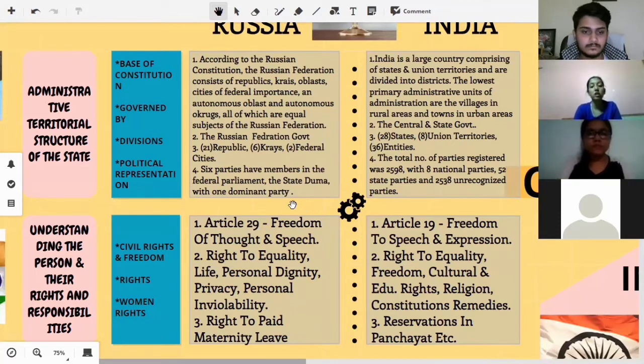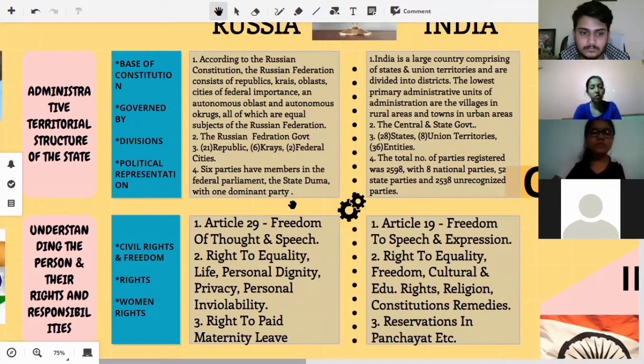In Russia, there are 6 union territory unitary states, and in India, there are 8 unitary states. In Russia, United Russia is the ruling political party, and in India, the BJP, which is the Bharatiya Janata Party, is the ruling party.